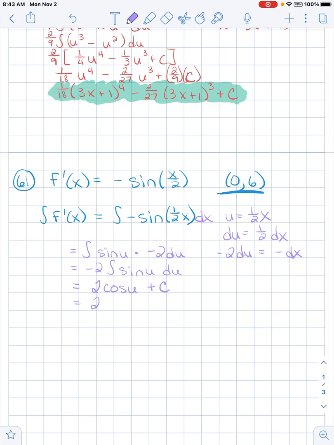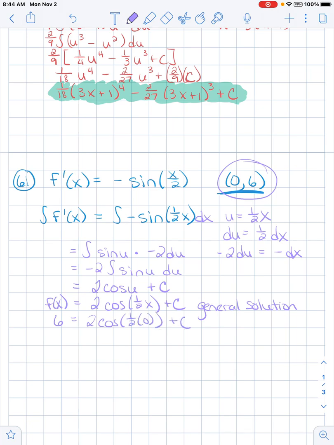We need to replace the u with 1/2 x again. So this is the general solution to the differential equation. We need to find the particular solution. So they gave us this point (0, 6). So we know that y is 6 when x is 0. And we're trying to find c. Cosine of 0 is 1. So c equals 4. The final answer to this problem is 2 times the cosine of 1/2 x plus 4.